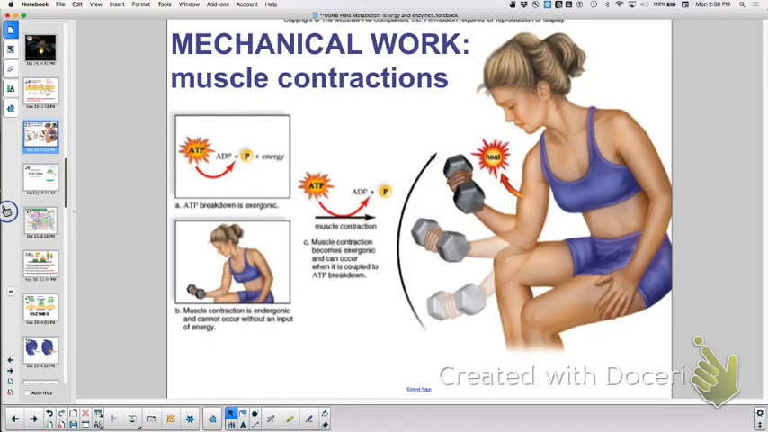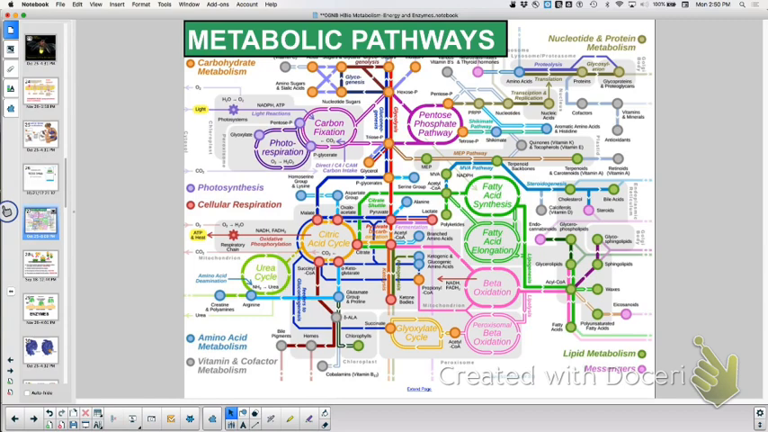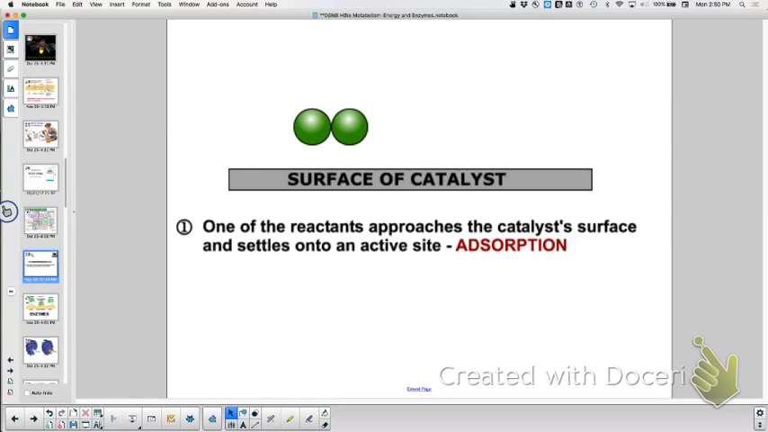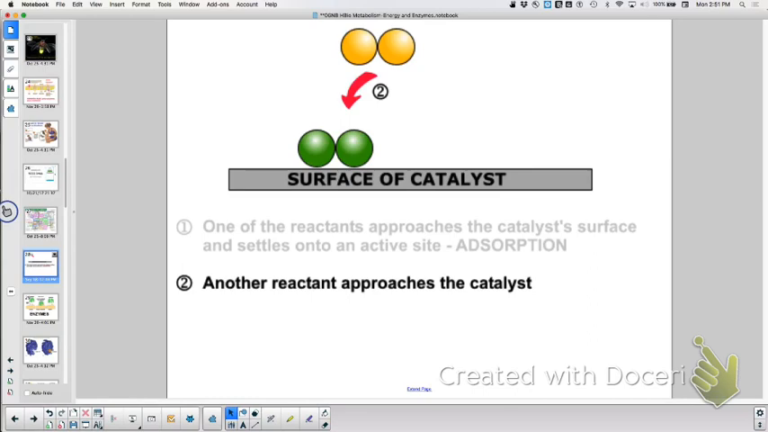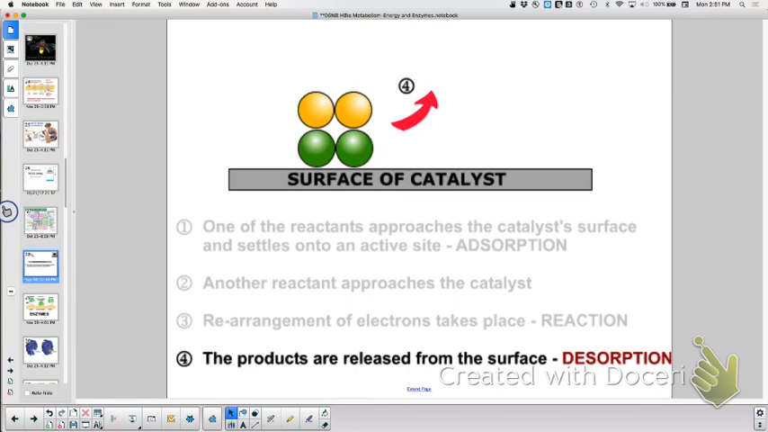Metabolism. Remember, your metabolism is all your enzyme-mediated reactions. You have a lot of reactions that occur in your body. So how does that work? Well, to turn a reaction on, you could have a catalyst. And that catalyst could bind to a substrate and change it. It could either be building something or breaking something apart. An organic catalyst is called an enzyme.